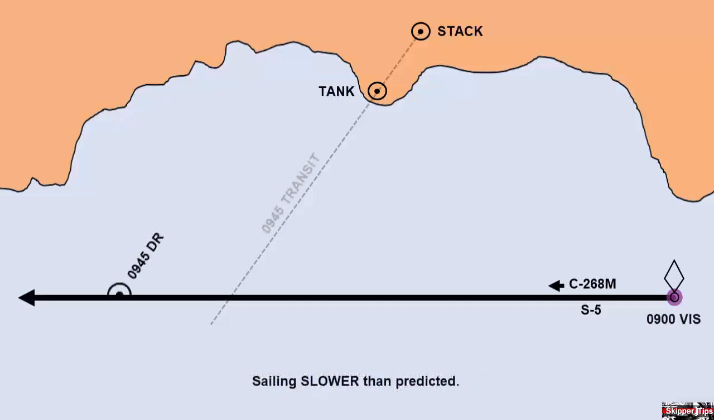Transits which cross our track line at a steep angle can be used to show the advance of our vessel along a track. We departed the buoy at 0900 and sailed for 45 minutes. At 0945, we found 2 charted objects in line which cross our track line at a steep angle. Now we can measure between our 0900 and 0945 position to find our actual sailing speed over ground.